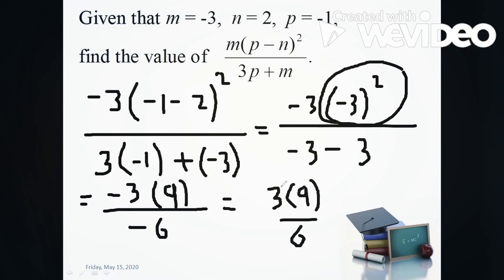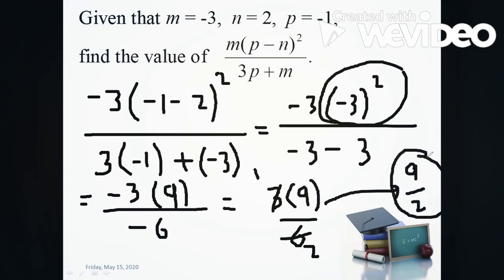I'm going to cancel here. 3 and 3 goes 1. 3 into 6 goes 2. So what we get is 9 over 2. And that's our answer. Alright, remember 9 over 2 is the same thing as 4.5.